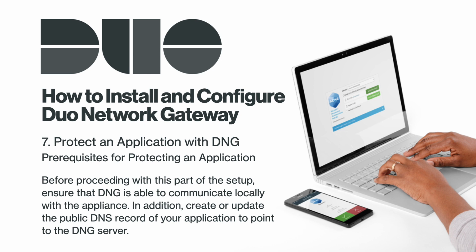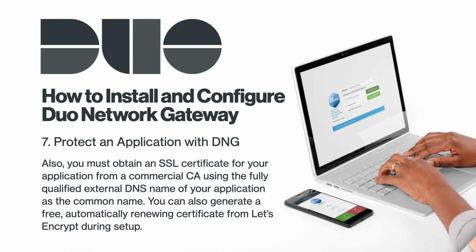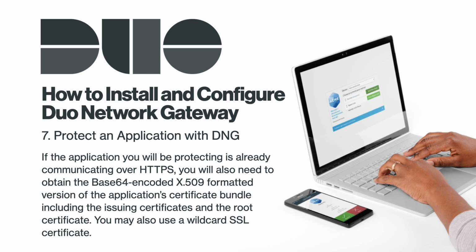In addition, create or update the public DNS record of your application to point to the DNG server. Also, you must obtain an SSL certificate for your application from a commercial CA using the fully qualified external DNS name of your application as the common name. You can also generate a free, automatically renewing certificate from Let's Encrypt during setup. If the application you will be protecting is already communicating over HTTPS, you will also need to obtain the base64 encoded X.509 formatted version of the application certificate bundle, including the issuing certificates and the root certificate. You may also use a wildcard SSL certificate.